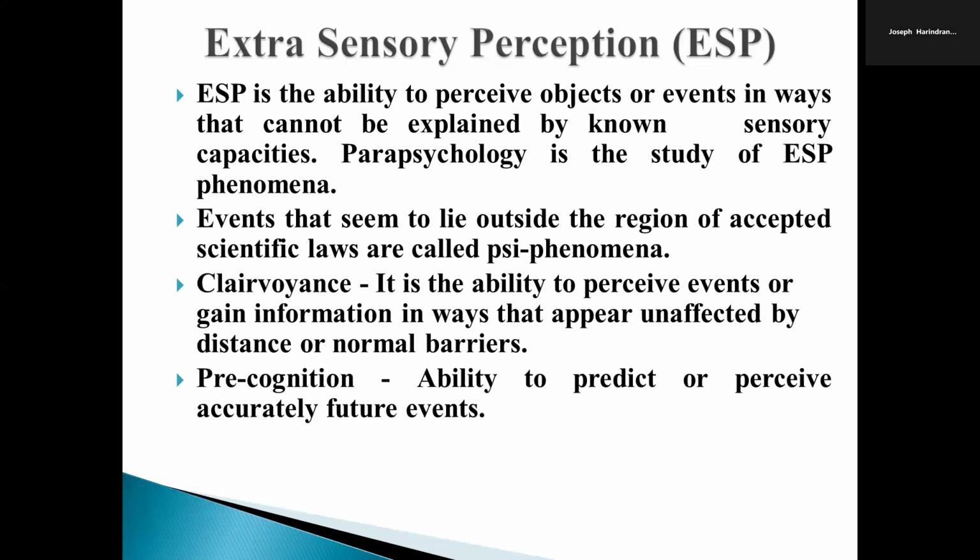Precognition is the ability to predict or perceive accurately future events. Cognition means understanding or perception, and pre means before. Before it occurs, we are able to predict or perceive accurately the future events.